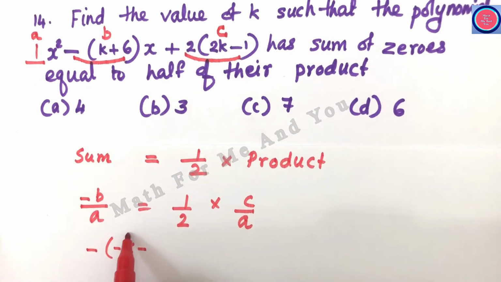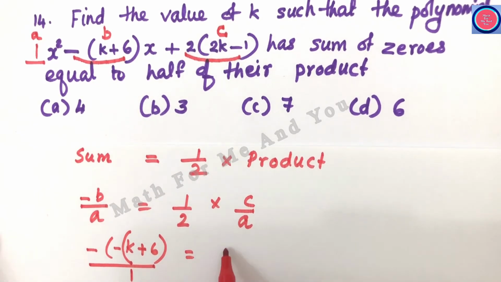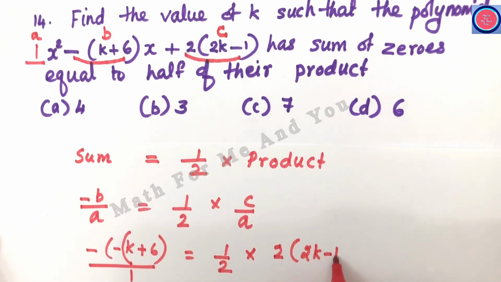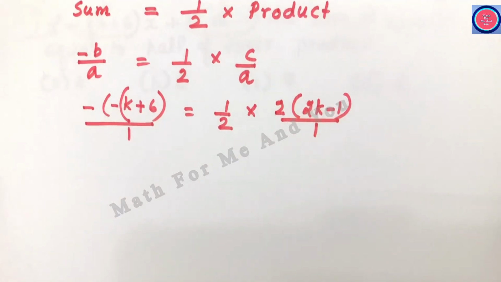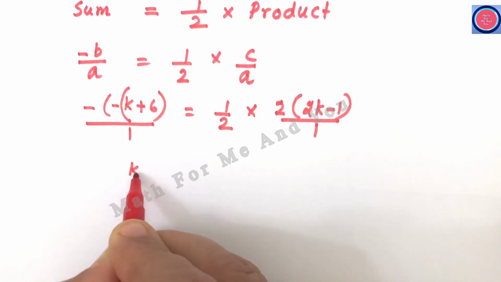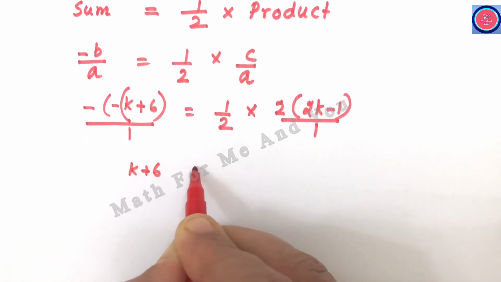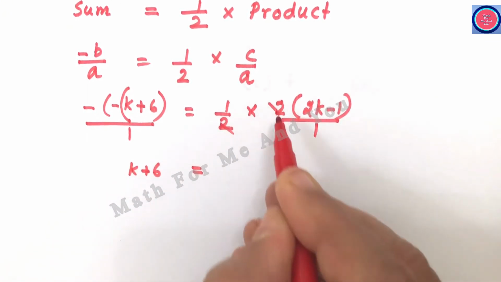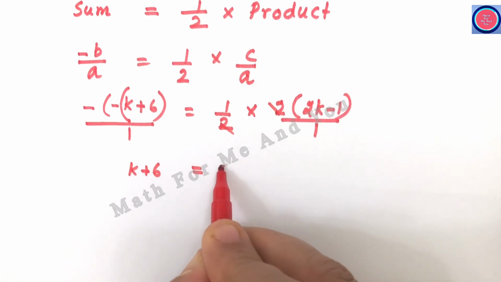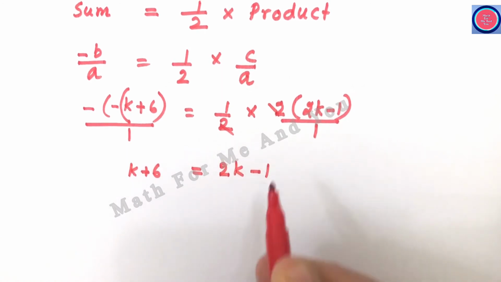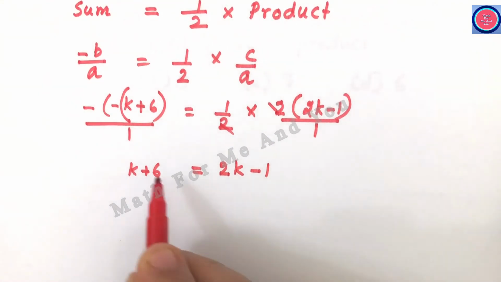Here minus b by a, that is minus of minus (k plus 6), divided by 1 is equal to the right side. 1 by 2 times c is 2 times (2k minus 1), divided by a which is 1. Next step is minus times minus becomes plus, k plus 6 divided by 1 means same, k plus 6 equals 1 by 2. We could cancel 2 with numerator 2. What we are getting there is 2k minus 1, divided by 1 means only 2k minus 1.